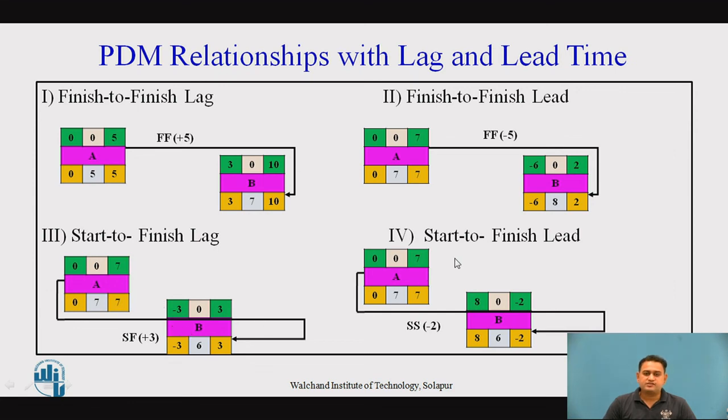Now coming to the next, start to finish lead. Okay, so here the relationship is the same, but the lead is of minus 2. So 0 minus 2, we will get the EFT as minus 2, and it is equal to the LFT of activity B. So here it is again minus 2. Because there is no succeeding activity present here and no relationship here, it is carried as it is here. So minus 2.